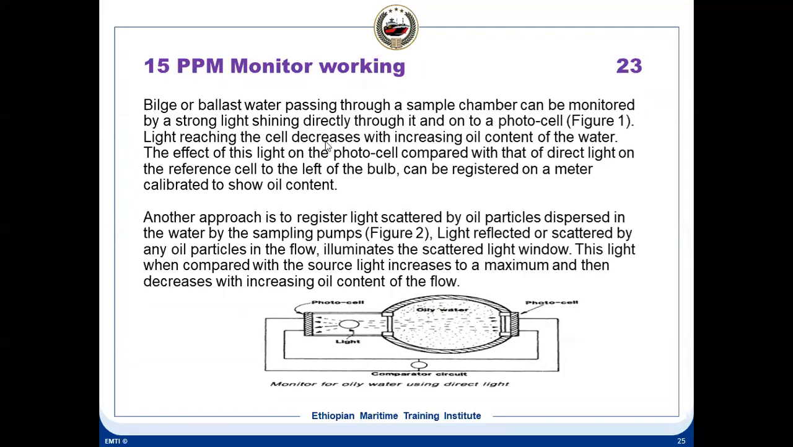Light reaching the cell decreases with increasing oil content of the water. The effect of this light on the photo cell is compared with a direct light on the reference cell and can be registered on a meter calibrated to show the oil content. This is just a basic idea of how it's working. So you have photo cell 1 and this is a reference cell here. This difference is compared and gives an alarm.